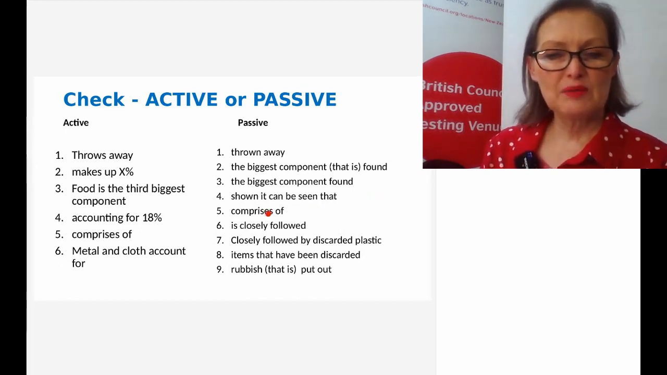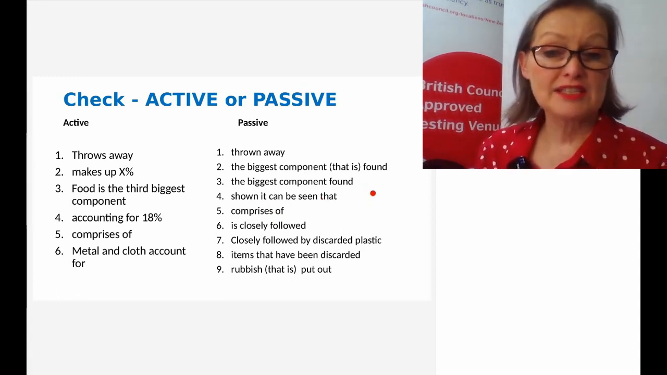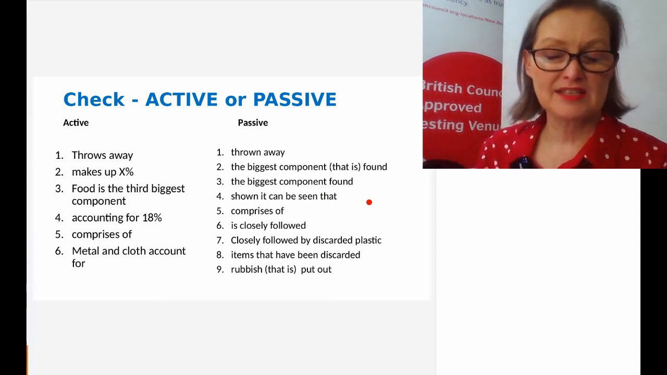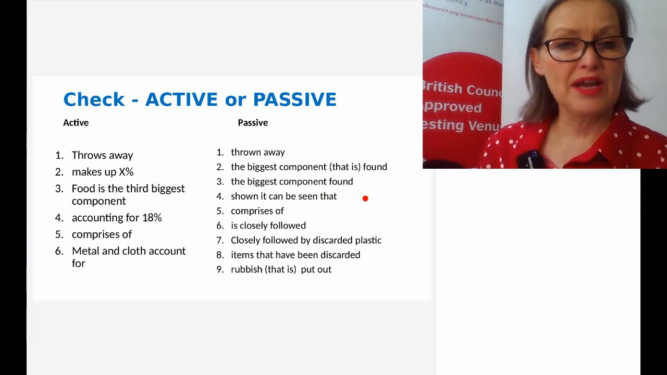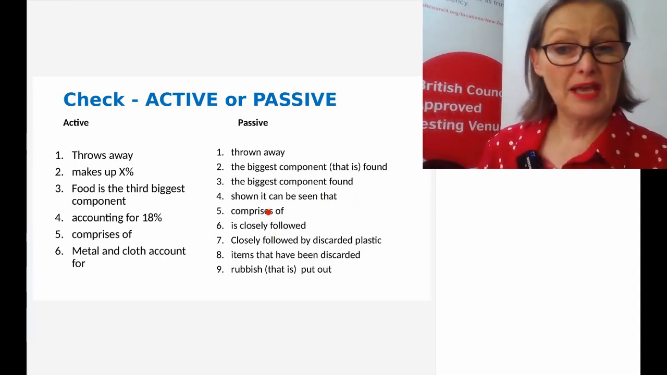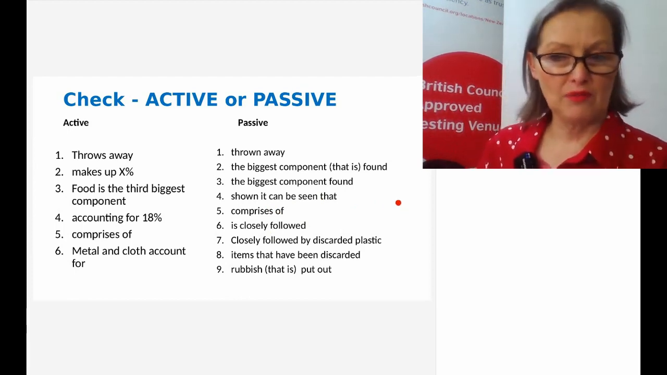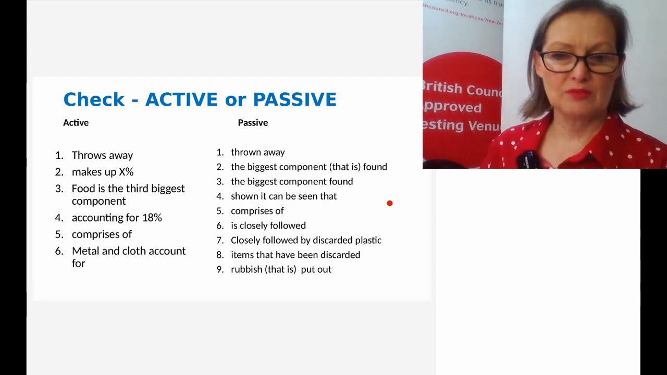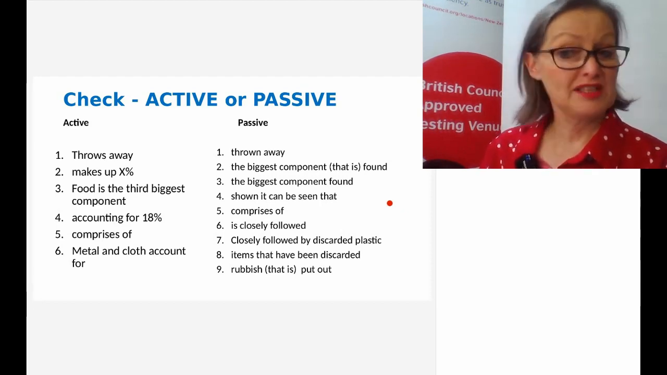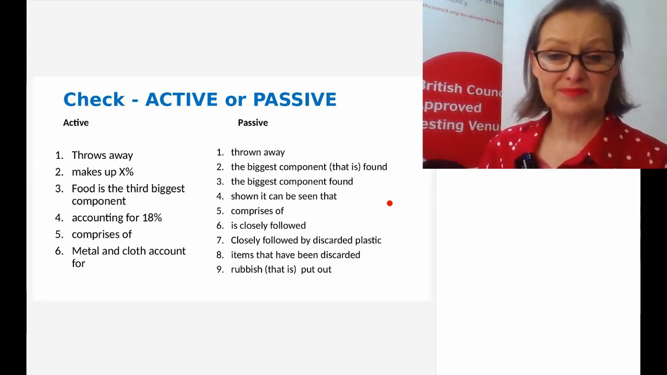Now have a look at this one, and we spoke about what is shown in the graph, and it can be seen that. It can be seen that. So this is another way that I can include the passive, is by just introducing my next paragraph with a phrase like that. Oh, what's that doing there? That shouldn't be there. Is comprised of, that's a typo. Make a note.